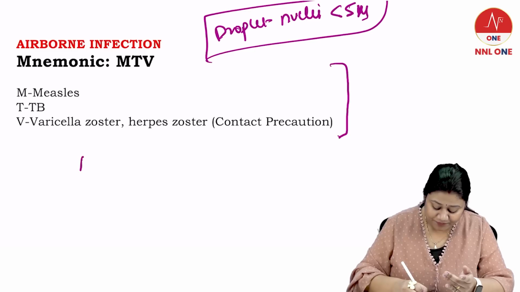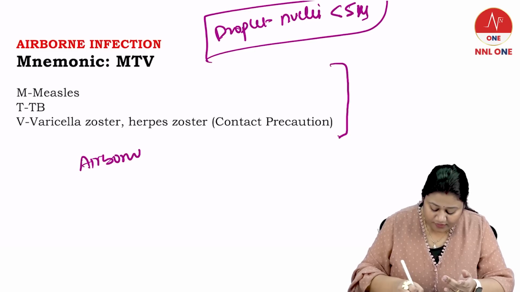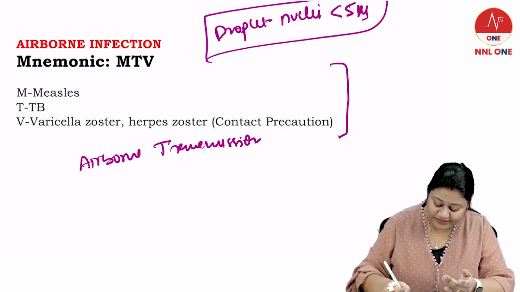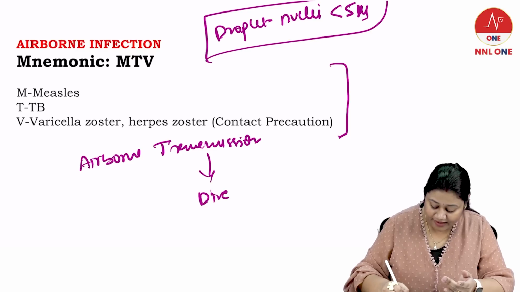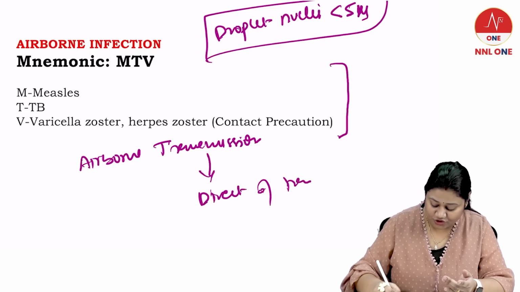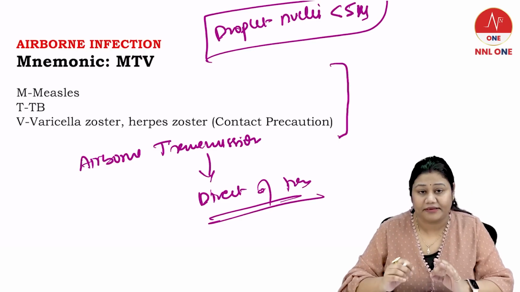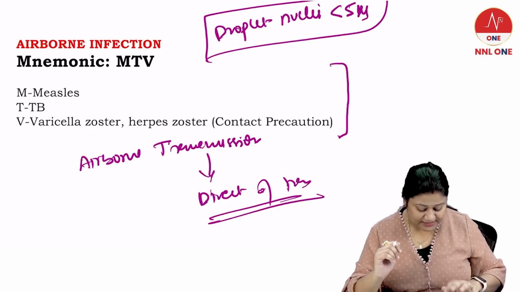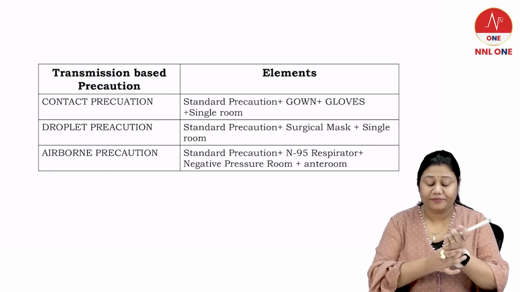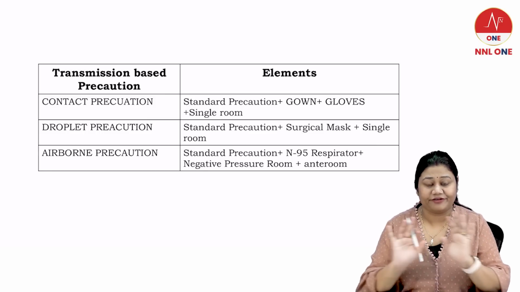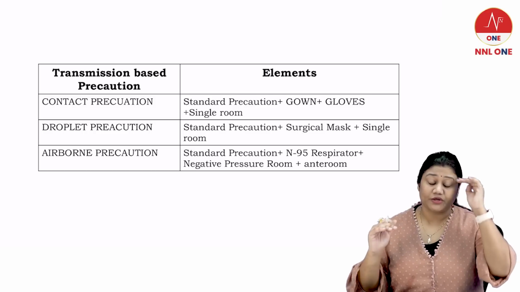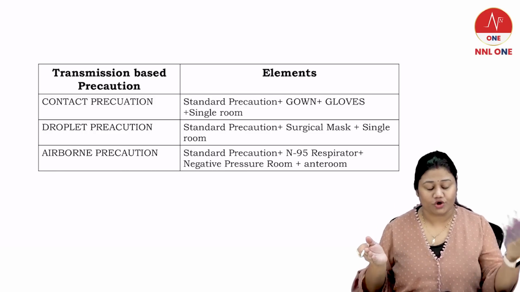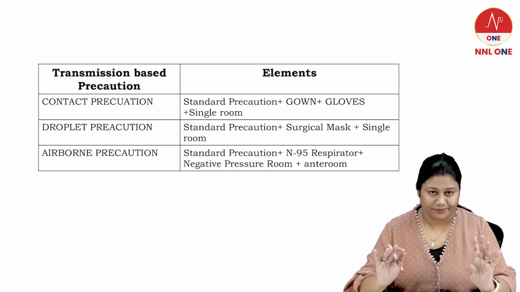This is the reason airborne transmission of infection does not come under direct transmission of infection, right? Remember this. So now one more very important point is, we have revised what all important condition infections are there where we have to put the patient on droplet, airborne, or contact precaution.